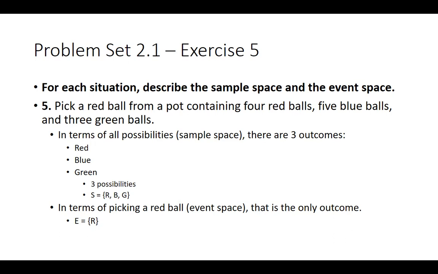So in terms of all possibilities, our sample space, there are 3 outcomes. We could either pull red, blue, or green. The sample space would be red, blue, green. In terms of picking a red ball, that is the only outcome in the event space. So the event space would be red. The fact that there's 4, 5, and 3 does not come into play here because we're only describing the sample space and the event space. We're not finding probabilities.